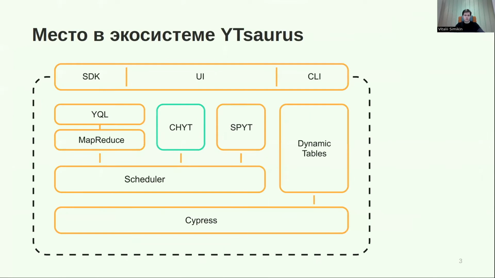In the YTsaurus ecosystem, CHYT refers to the data processing layer. It coexists with such systems as SPYT, Spark over YT, that enables processing data from YTsaurus using SparkSQL, and YTQL that helps process data through MapReduce operations using a proprietary SQL dialect.